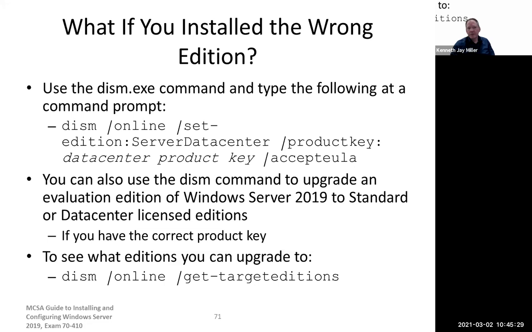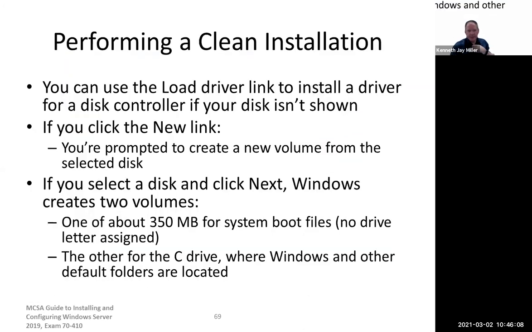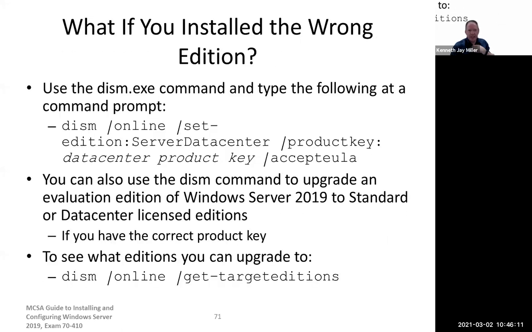Now we can do all of this, and if you installed the wrong edition, you can change it using this DISM command prompt. So you open a command prompt and you can do this. I've had to do this in the past. Unfortunately, these features don't work with the evaluation version. So if you do not select here the Datacenter evaluation, your only recourse is to restart, to rebuild it, to do it again. You can't do an upgrade on it.